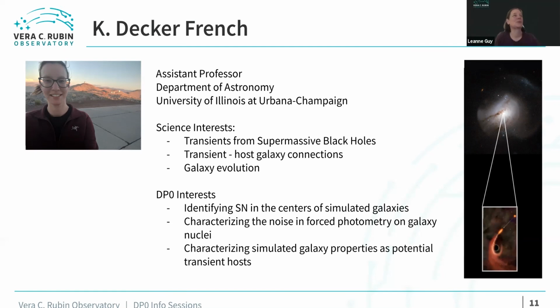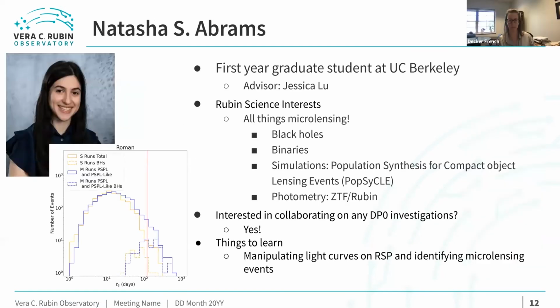Hi, I'm Natasha. I'm a first-year grad student at UC Berkeley, working with Jessica Liu. I'm interested in all things microlensing, specifically Bechtol microlensing, and I've been adding binaries to our group's microlensing simulation code, where we simulate a population of objects, including compact objects, and do a mock microlensing simulation.